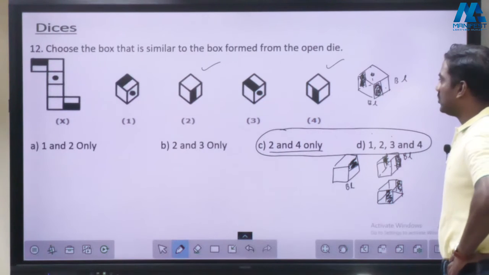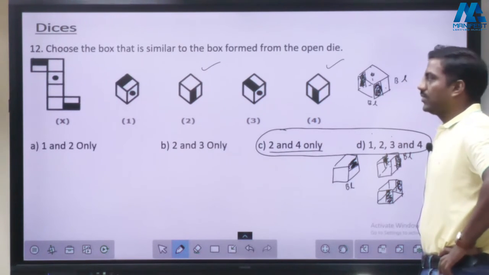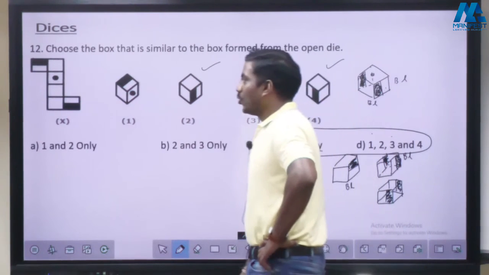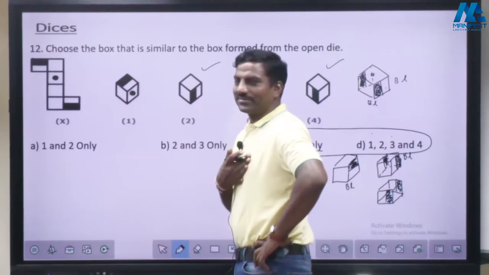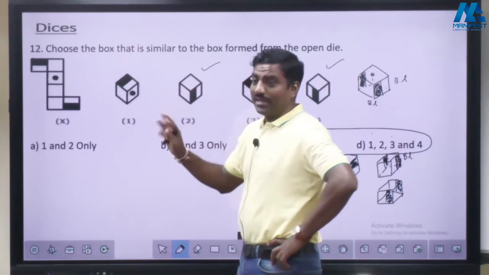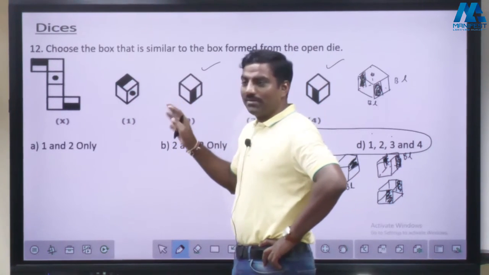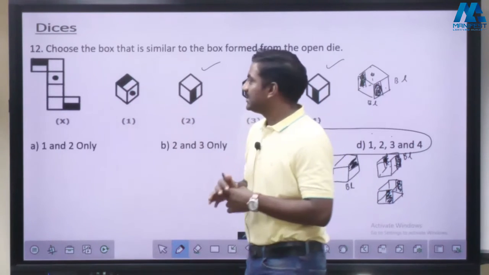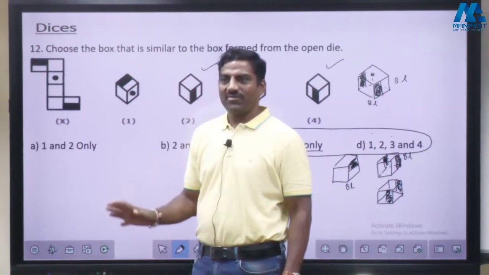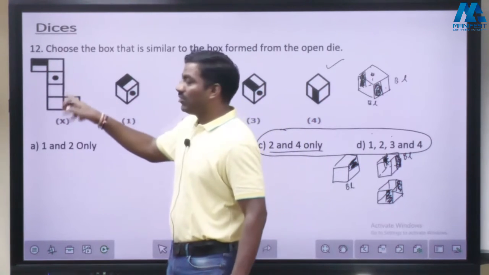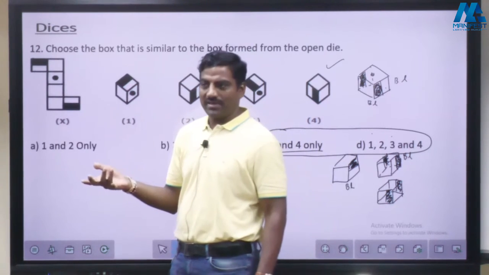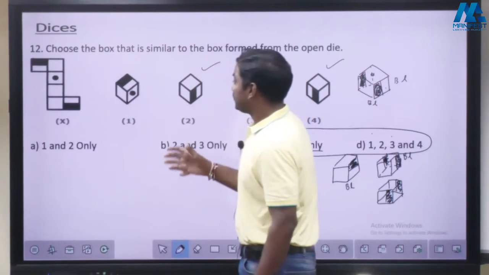Fine. Now we have to check for 1 and 3. Who will check? So how to do? Seriously, this is like hell. And there is no shortcut also, because when 3 blanks are there, it becomes very tough. When one of these 3 is painted with something else, it would have been very easy. Yes or no?